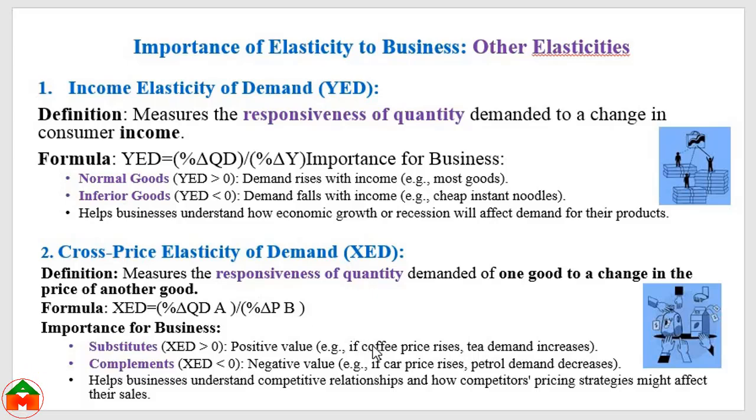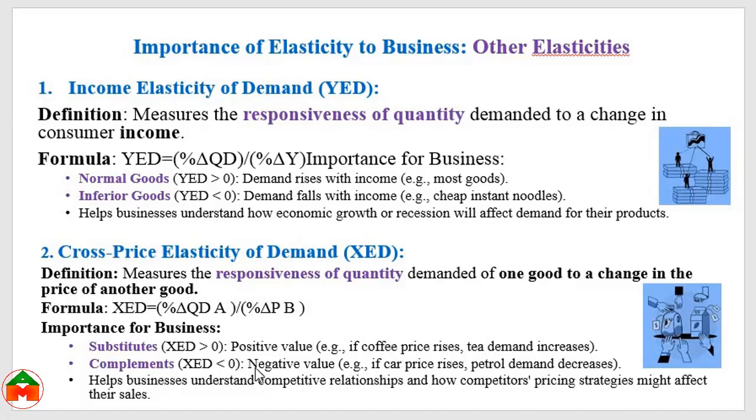For example, whenever you are drinking coffee, tea could be the alternative or substitute product. In that case, if there is an increase in coffee price, there will be a high demand for tea. That means there is a positive relationship in the substitute product. There will be a positive response due to the change in the coffee price; there will be a change in the demand for tea.